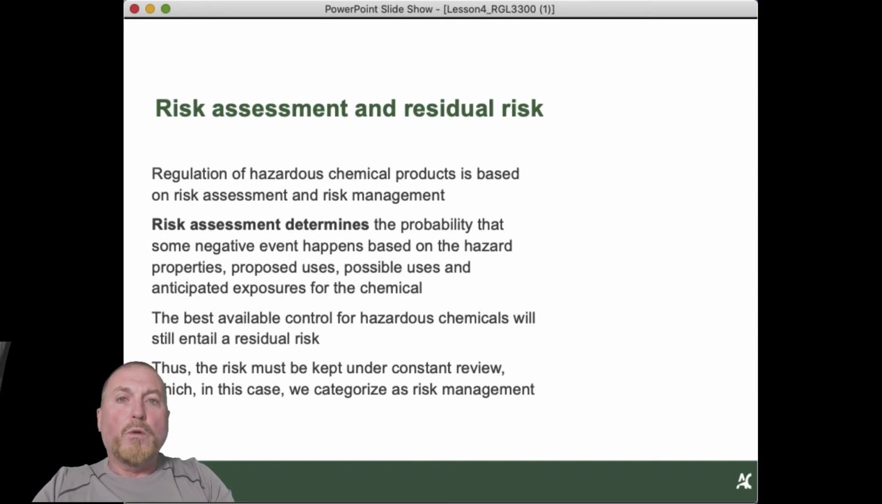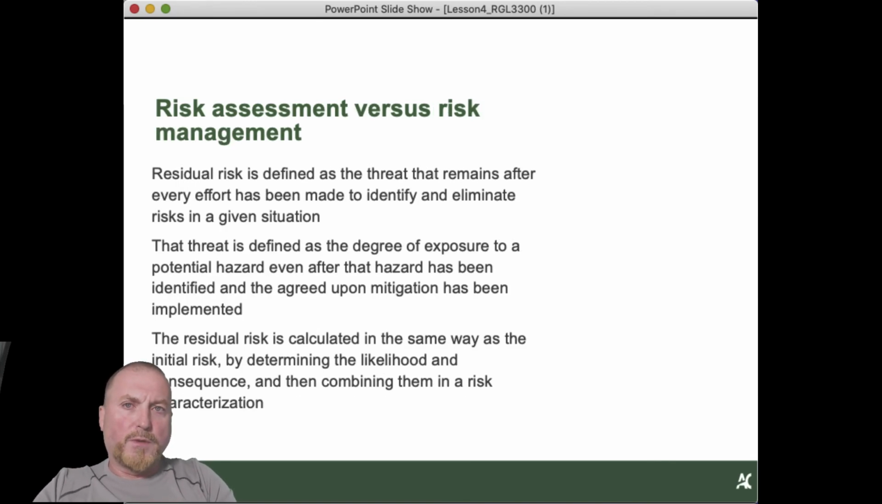So therefore, we might have to do something about it. We might have to pull it off the market completely, or we may have to insist upon an advisory or new labeling requirements or more restricted use, or whatever the case may be. Okay? So that risk, that residual risk, is kept under constant review in post-market surveillance.